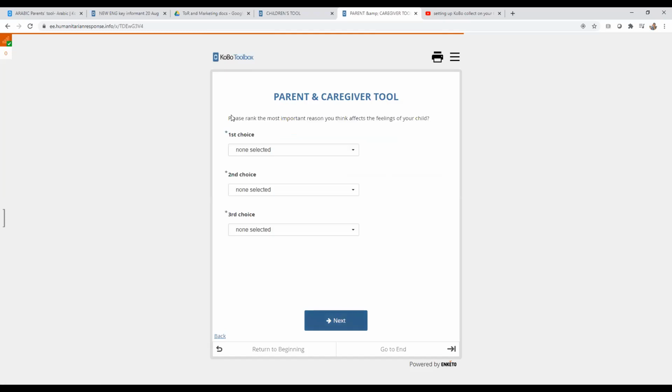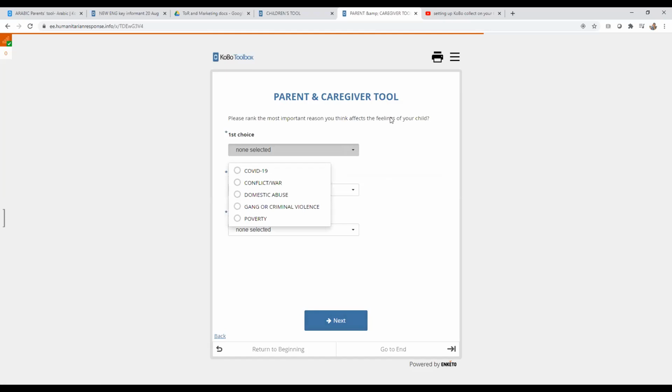The next question is, please rank the most important reason that you think affects the feelings of your child. So why is the child unhappy? You have a selection between 5 things. It's because of COVID-19. It's because of the conflict or the war. It's because of domestic abuse. Maybe they won't select this one, I don't know. Maybe because of gang violence, or maybe because of poverty. We gave these 5 options.